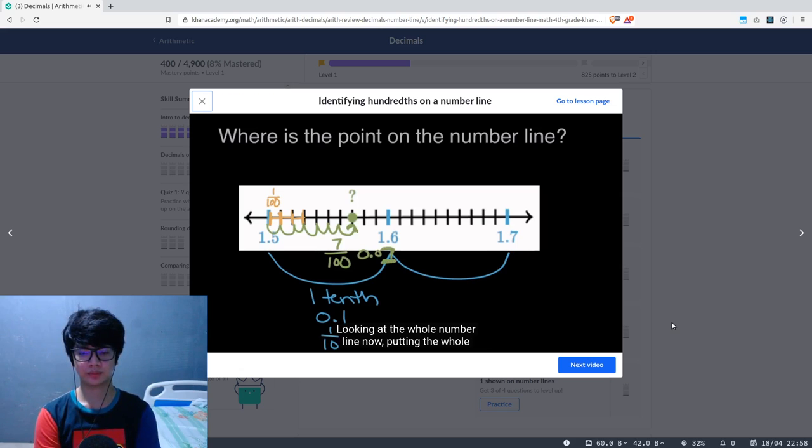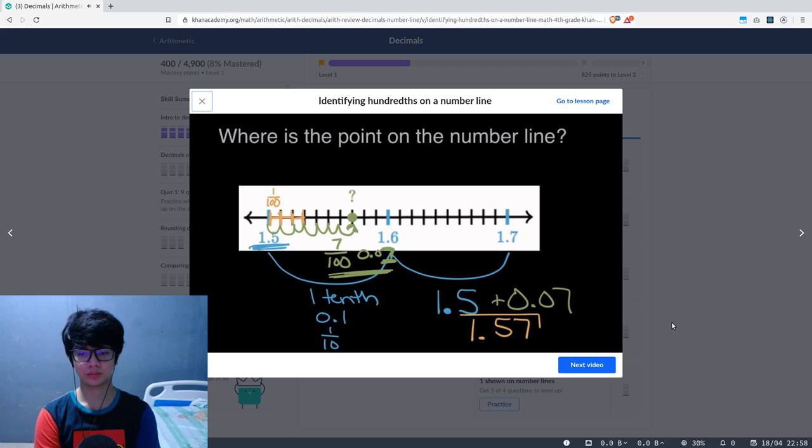So looking at the whole number line now, putting the whole thing together, we started at 1.5, or 1 5/10. And we went another 7/100ths. So we can write that as plus 7/100ths. So we have 1 5/10 plus 7 more hundredths, which is a total of 1 57/100ths, or 1.57. So our point right here is at 1.57. 1 5/10 plus 7 more hundredths gets us to 1 57/100ths.